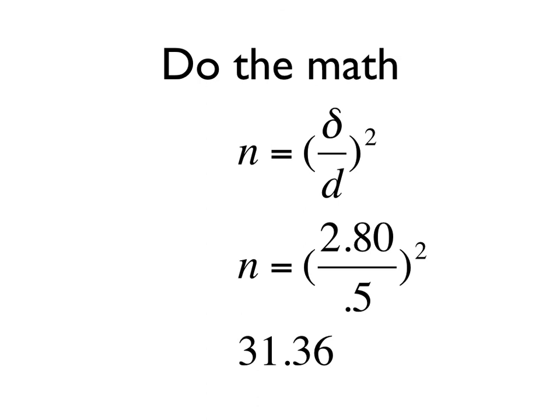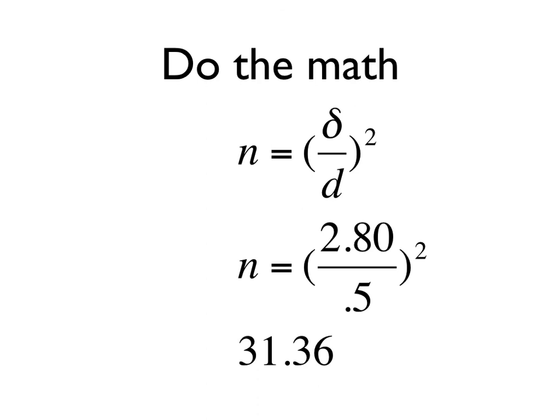N equals 2.8 over 0.5 squared. We need 31.36 subjects if we have a d of 0.5, an alpha of 0.05, and a power of 0.8. So 32 people. We need 32 people. That's all you do. It's really that simple.